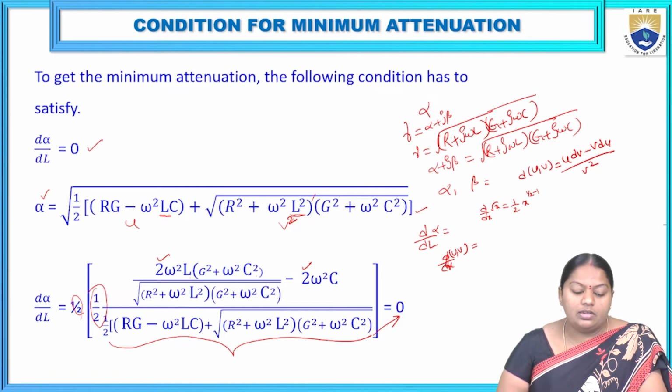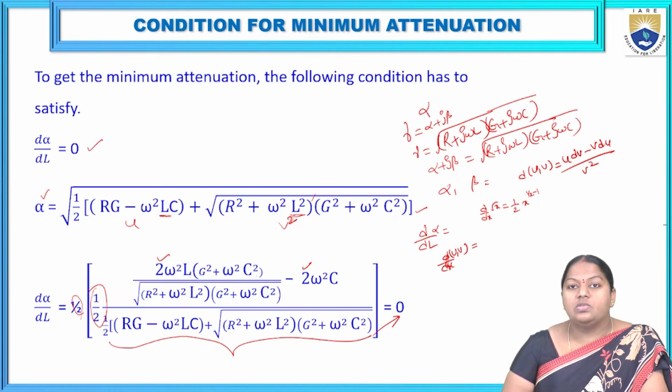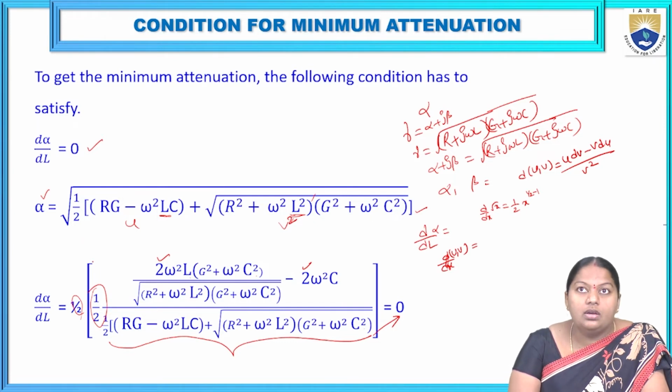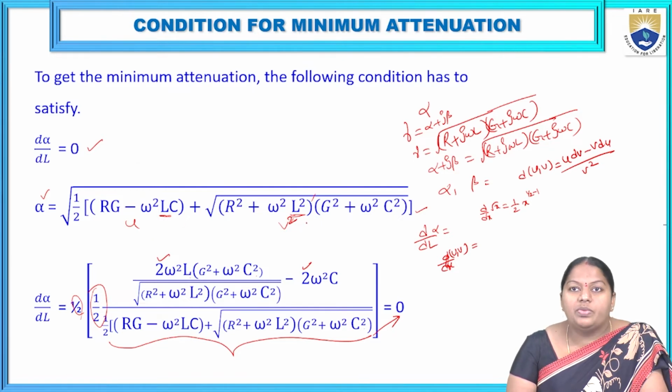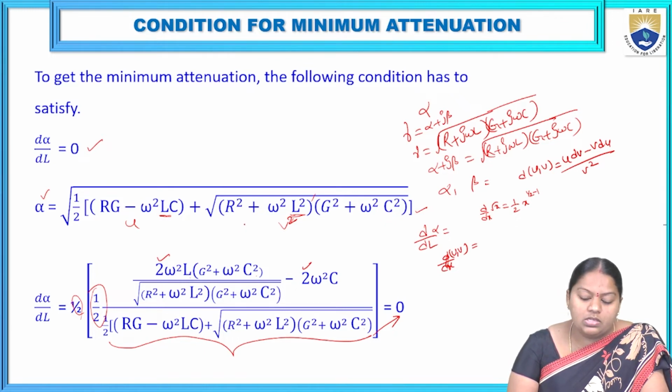Now in order to differentiate that one, we just consider the alpha equation, which is to be expressed in terms of all the primary constants along with the operating frequency. That is, alpha equals root over 1 by 2 into Rg minus omega square Lc plus root of (R square plus omega square L square) into (G square plus omega square C square).